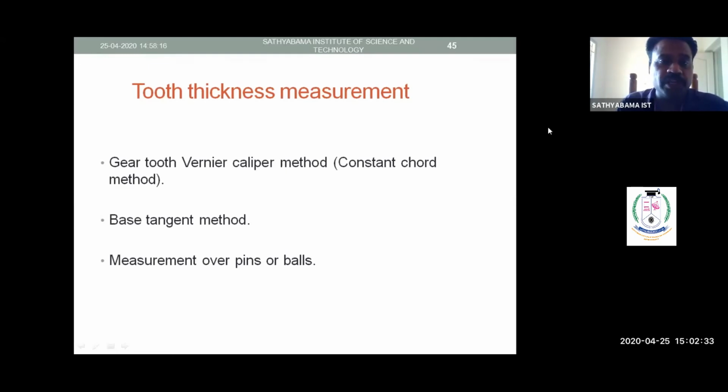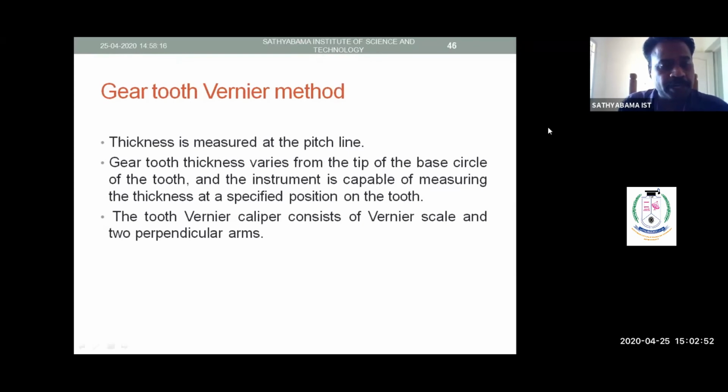One is the gear tooth vernier caliper, which we can use. That is called the constant chord method. Chord is the tooth distance. Or we can go for the base tangent method, or measurement over pins or balls, that is another method. We will see them one by one. The first one is the gear tooth vernier method. The aim of this experiment is to measure the tooth thickness at the PCD, the pitch line. Gear tooth thickness normally varies from the tip to the base circle, correct?